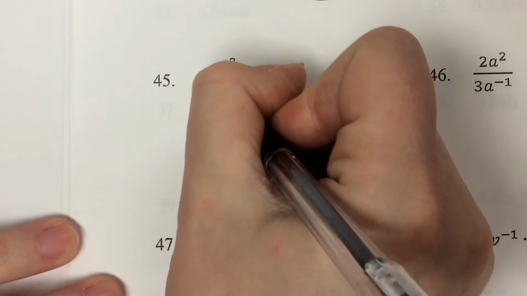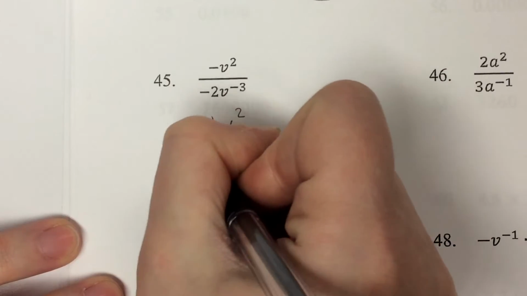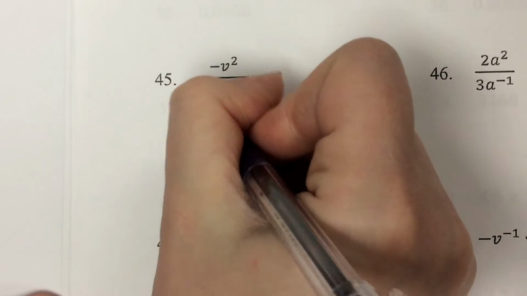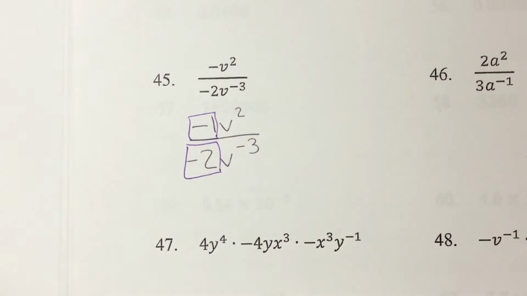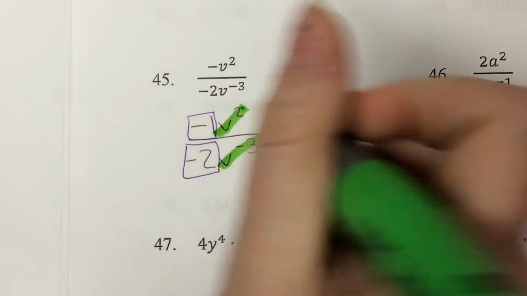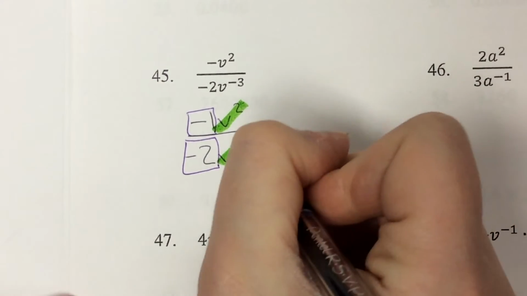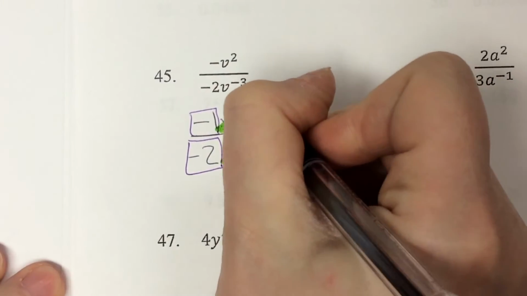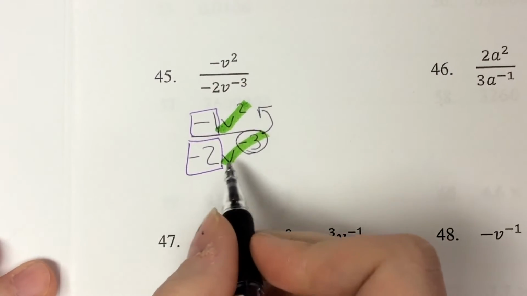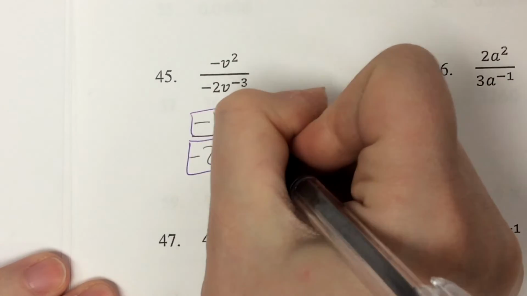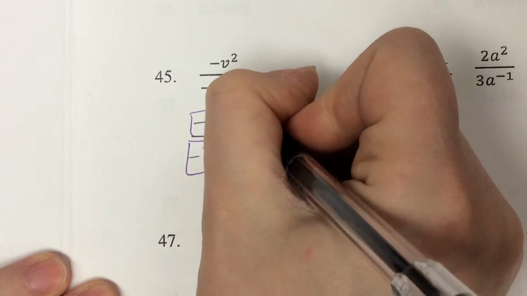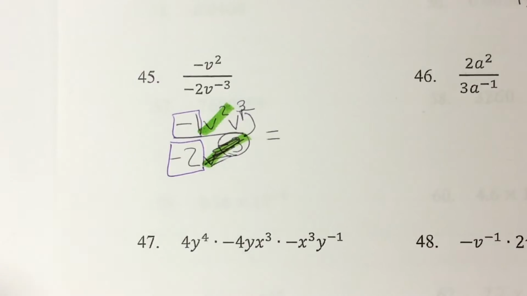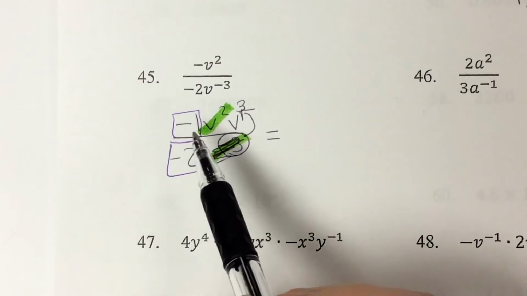Negative 1v squared divided by negative 2v to the negative 3rd power. Let's box those coefficients and highlight your base and exponents. Okay, and here we have that negative exponent again, so let's follow our rules. Cross the line, flip the sign. So if we move v to the negative 3rd power up to the top, we're going to get rid of it down here at the bottom. We'll have v to the positive 3rd power now up here at the top. And then we can just use our other properties and solve or simplify.